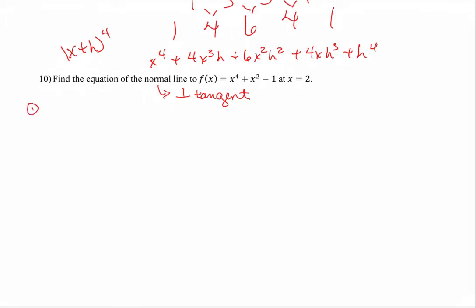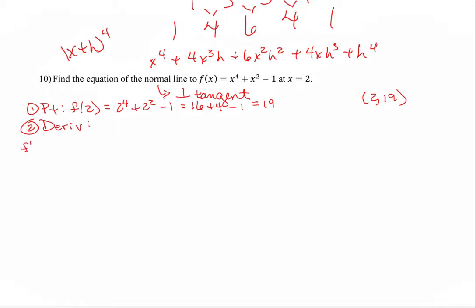So first, we find the point. That's going to be f of 2. So that's 2 to the fourth plus 2 squared minus 1. So 2 to the fourth is 16, plus 4, minus 1 is 19. So that's going to be the point (2, 19). All right. Second, we find our derivative.